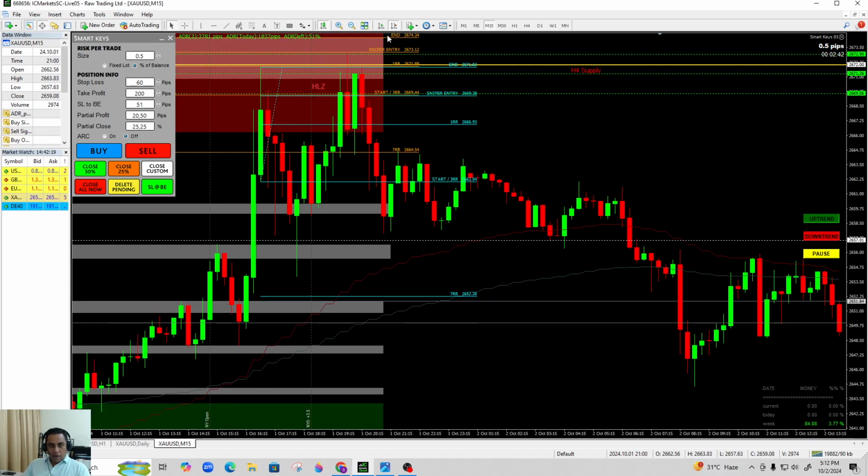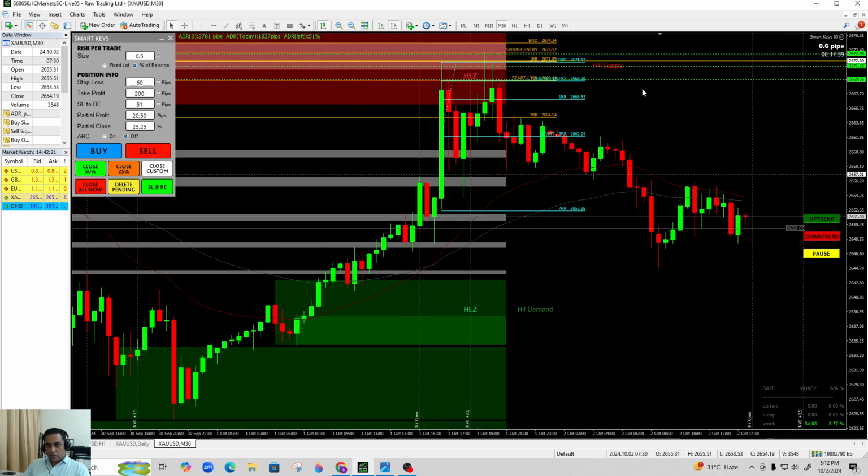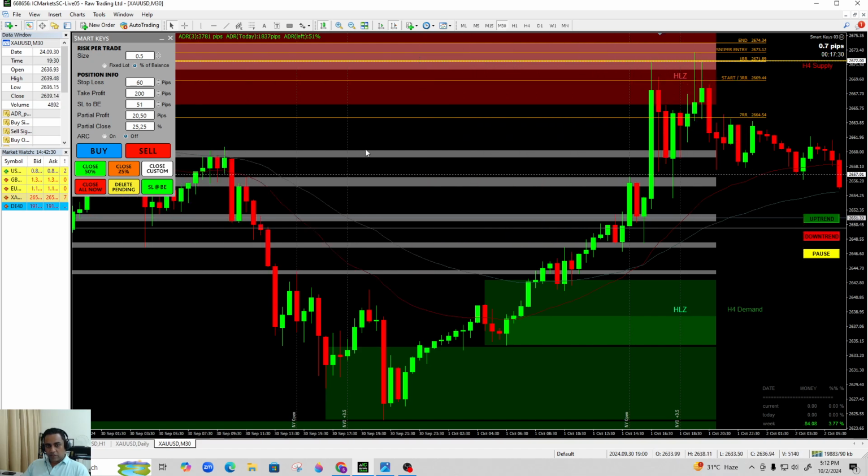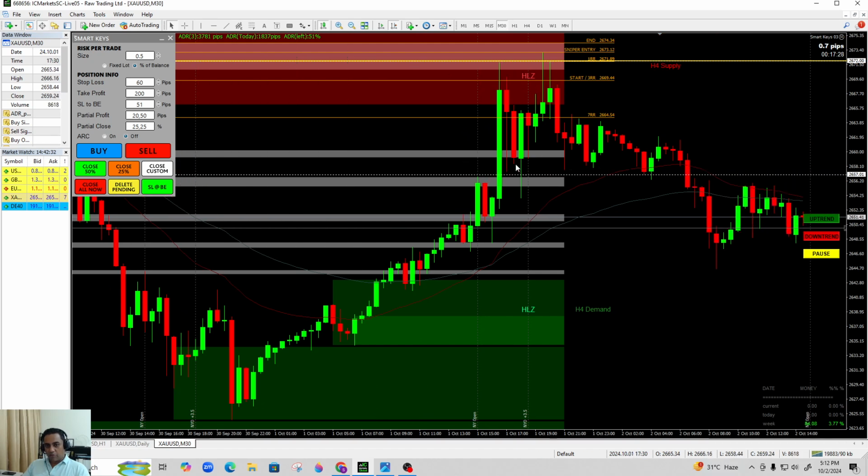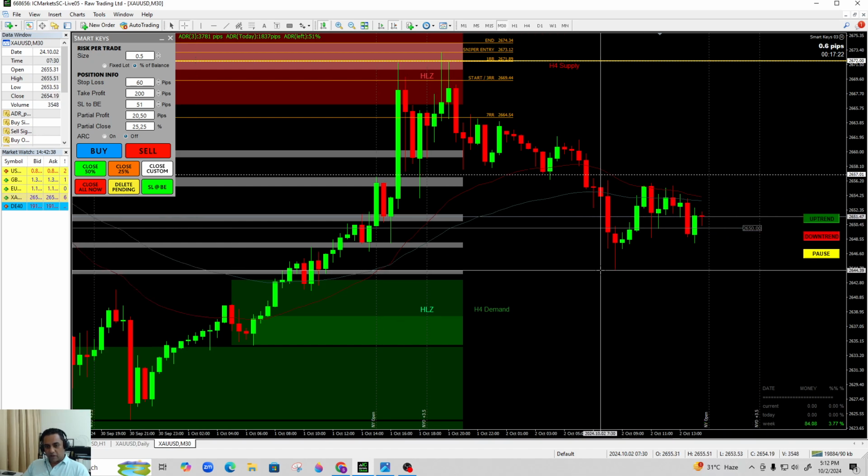Okay. Let's clean up our charts and let's start this process all over again today. So these are the SR levels that we had drawn yesterday, and you can see how price reacted very well to them. This is the last one. It hasn't almost come there. Yeah, it's almost come there as well. Okay.